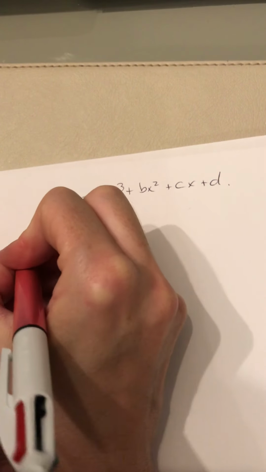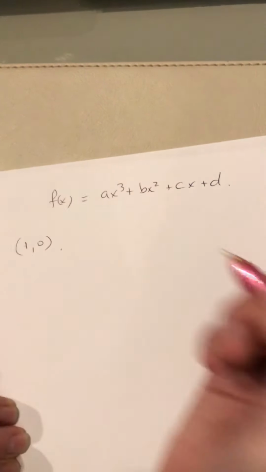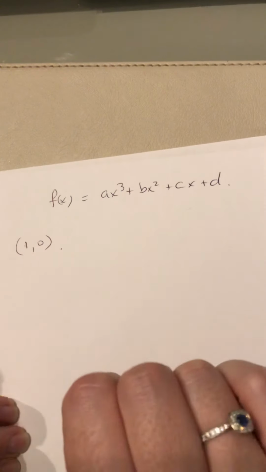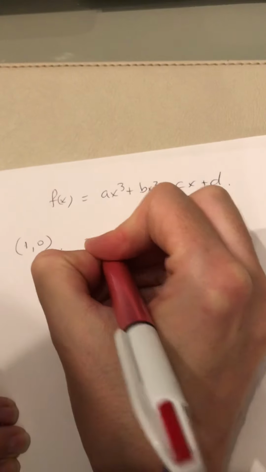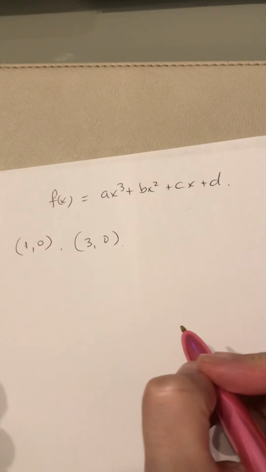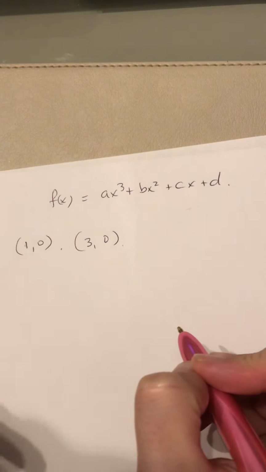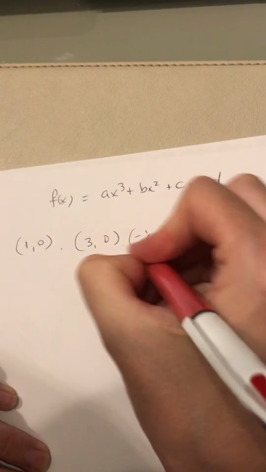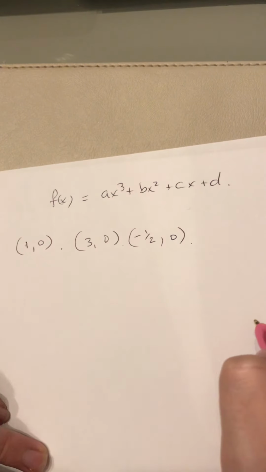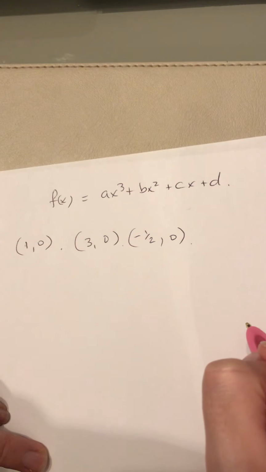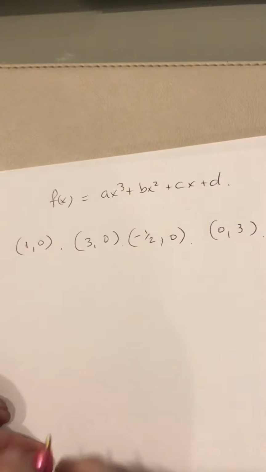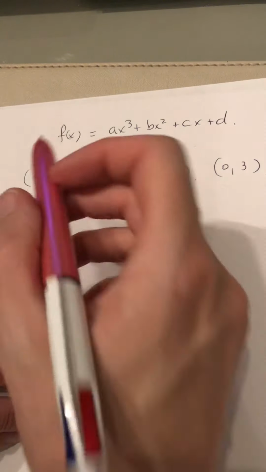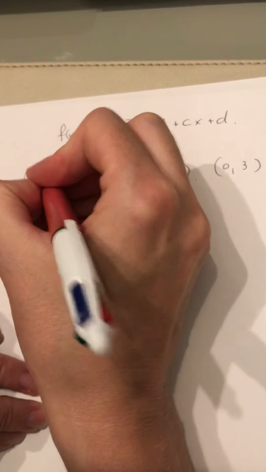What did I say? I told you that one of the roots was 1, so the point (1, 0) can be subbed in there. Another one of the roots was 3, so (3, 0) can be subbed in there. Minus a half, 0 can be subbed in there. And also I said it cuts at (0, 3). Okay, so if I start subbing in, that's my x, that's my y.